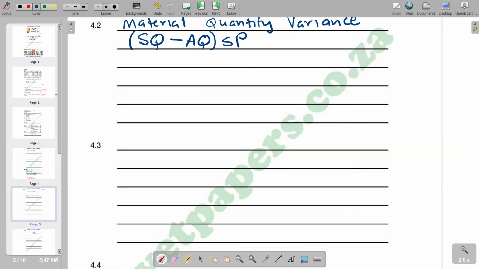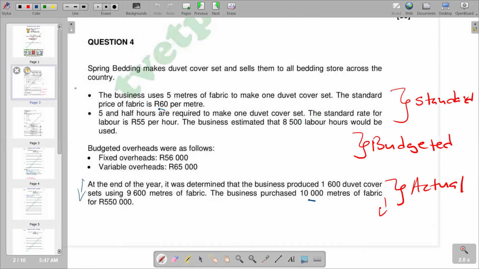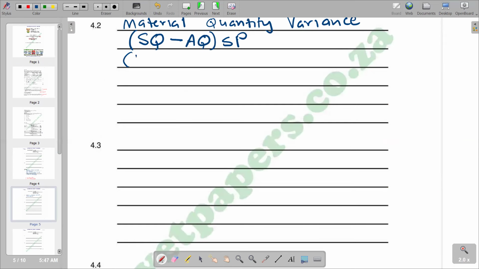We can look at the standard quantity that we are given in the question. Going back to the question, if you go to the first point, it says the business uses 5 meters of fabric to make one duvet cover set. So 5 meters of fabric to make one duvet is the standard, and the number of duvets made we get here, which is 1,600. So standard quantity, we're going to say 1,600 actually made times the standard required per duvet. So 1,600 times 5. In brackets, the standard quantity is 1,600 times 5, which is a sum calculation inside our brackets. Then we subtract actual quantity.